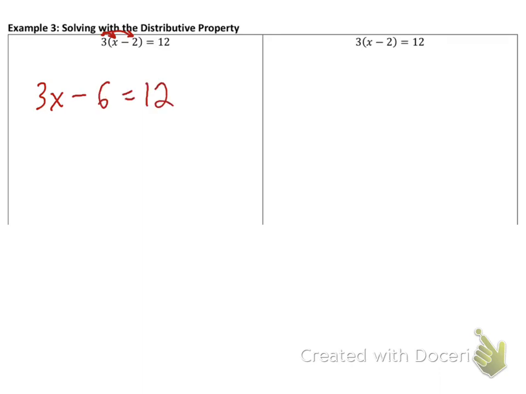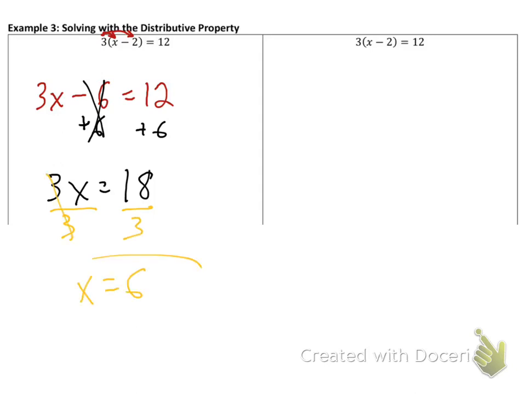From there, you've just got a two-step equation. I'm going to add 6 to both sides. I'm going to get 3x equals 18. And then just divide both sides by 3. I get x equals 6. So that's the first way that I can solve that. Because I've got distributive property, I can actually distribute it and then solve from there.